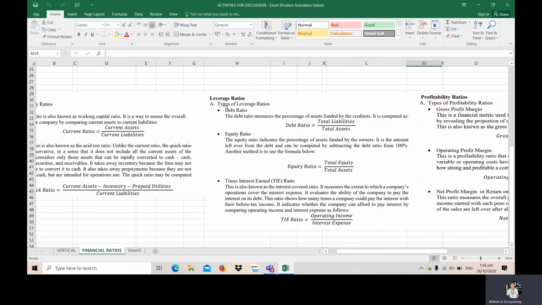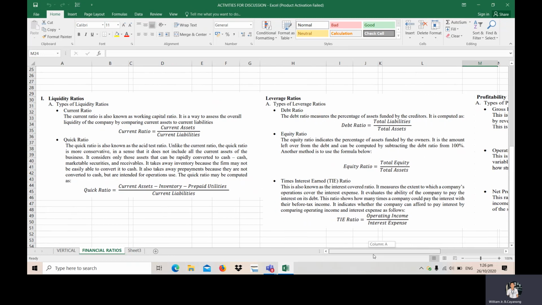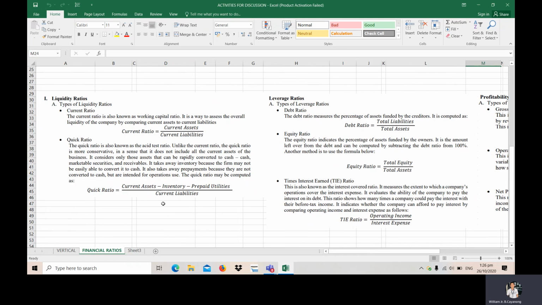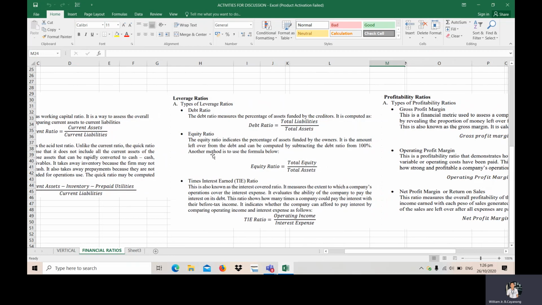So when we say leverage ratios, if the liquidity ratios talk about our capacity as a business to pay currently maturing obligations, here in leverage, it's the opposite: it measures our capacity to pay long-term maturing obligations. So we have the debt ratio. The debt ratio measures the percentage of assets funded by the creditors. It is computed as total liabilities over total assets. Here, it's no longer just current, but all liabilities are involved.